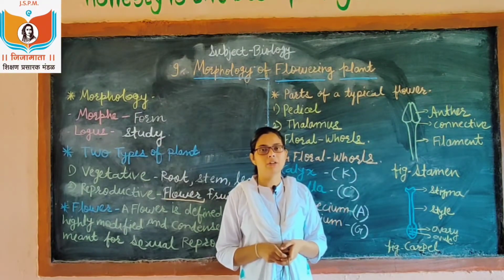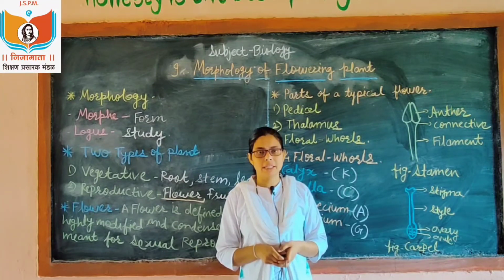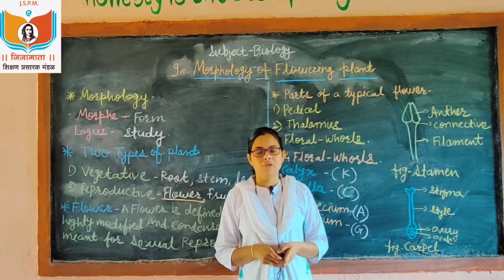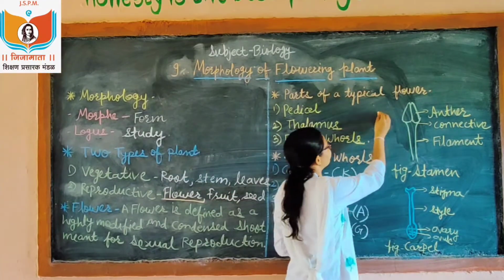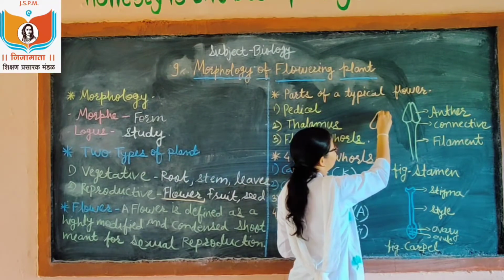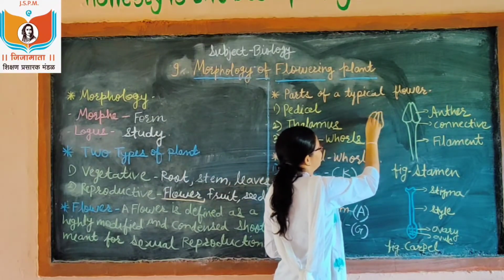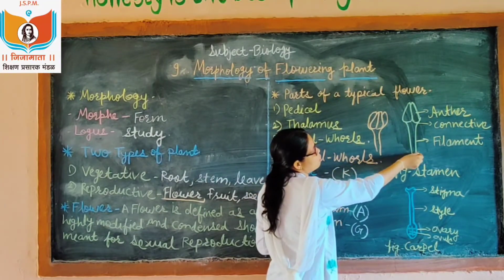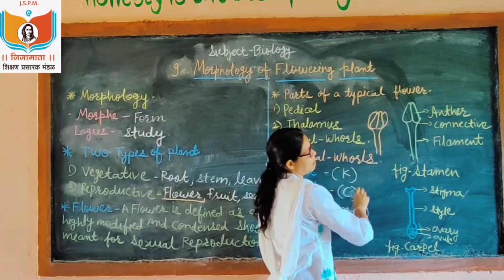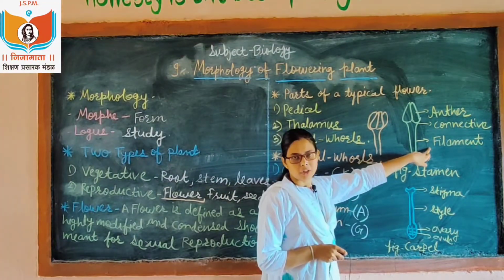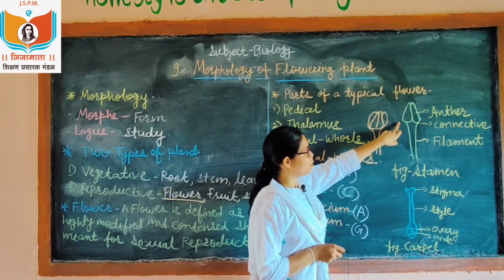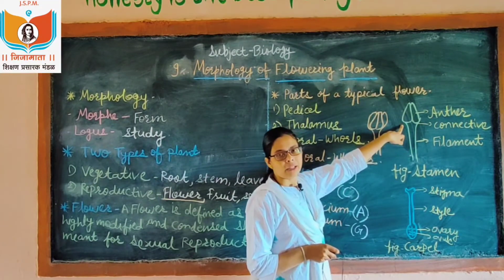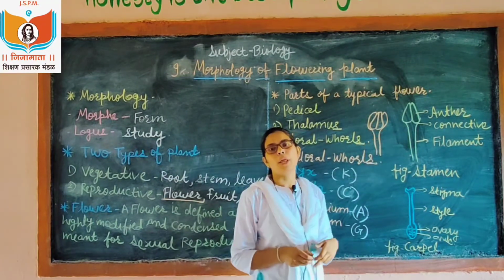In a monothecous anther, a single lobed anther with two pollen sacs is present, and in a dithecous anther, a two lobed structure and four pollen sacs are present. So this one is a monothecous anther, and this one is a dithecous anther. The function of the filament is to give height and support to the anther, and the function of the anther is to produce pollen grains.